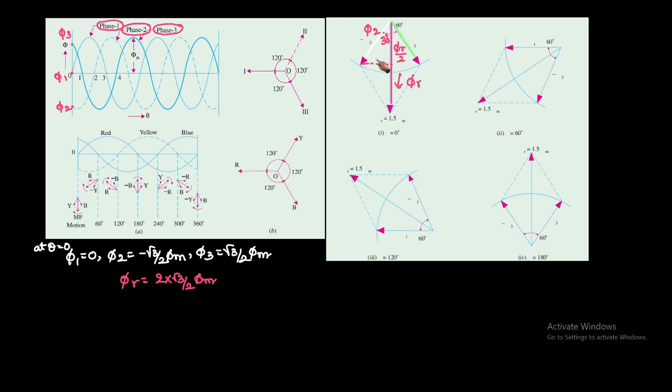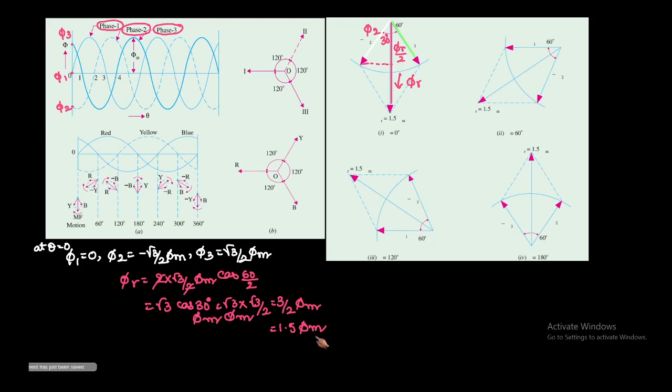If you take cos 30, let us do it in that fashion also. Normally we use cos 60 by 2. So here the 2 gets cancelled, and root 3 times cos 30, where cos 30 is once again root 3 by 2, that means it will become 3 by 2 phi m. I forgot phi m here; here also phi m. So you are going to get 1.5 times phi maximum.